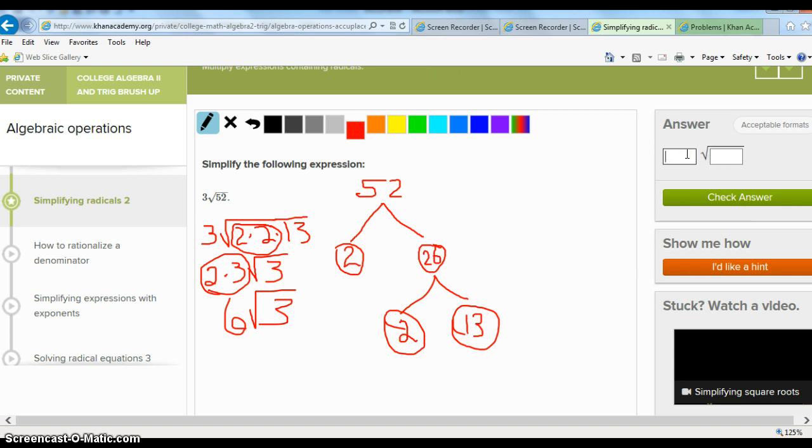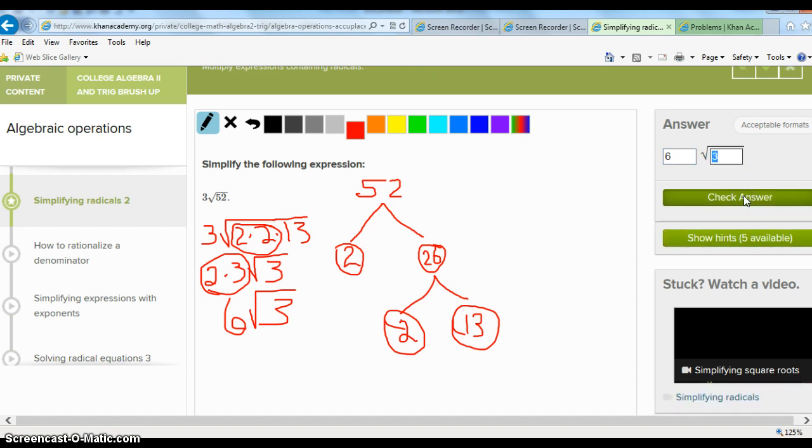And let's check that answer out. I got a little messy there with my writing. Forgot to put my 1. Should be 6 square roots of 13.